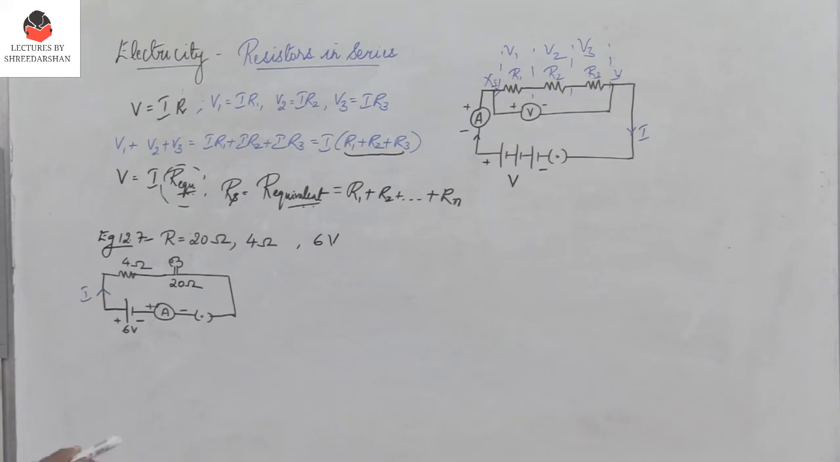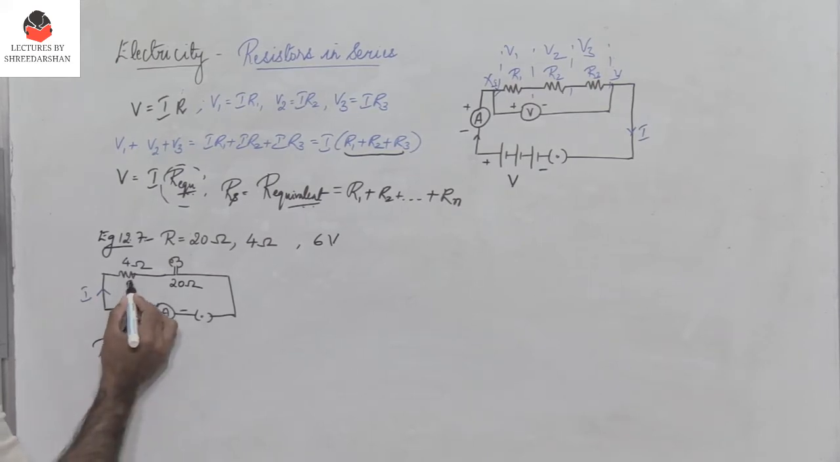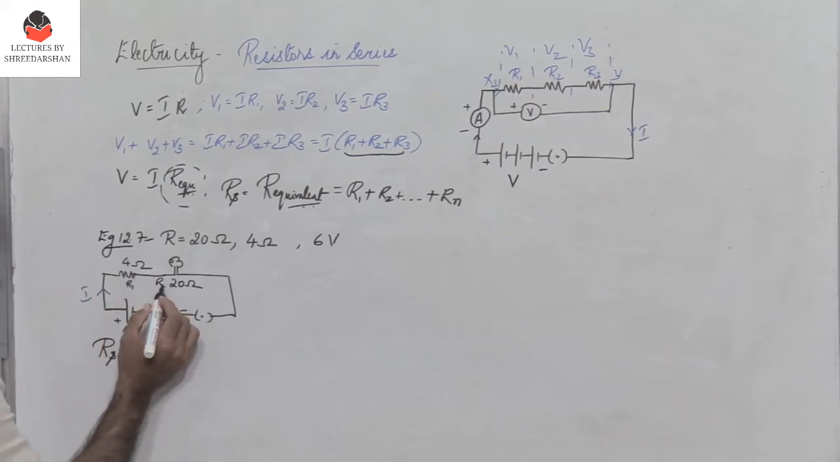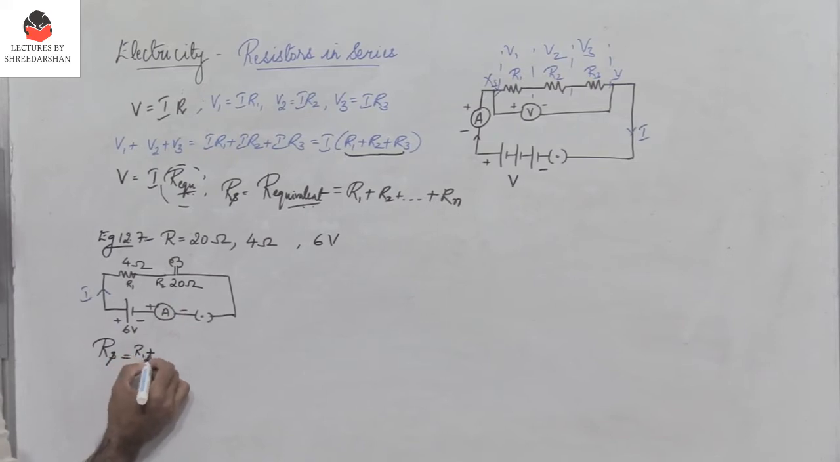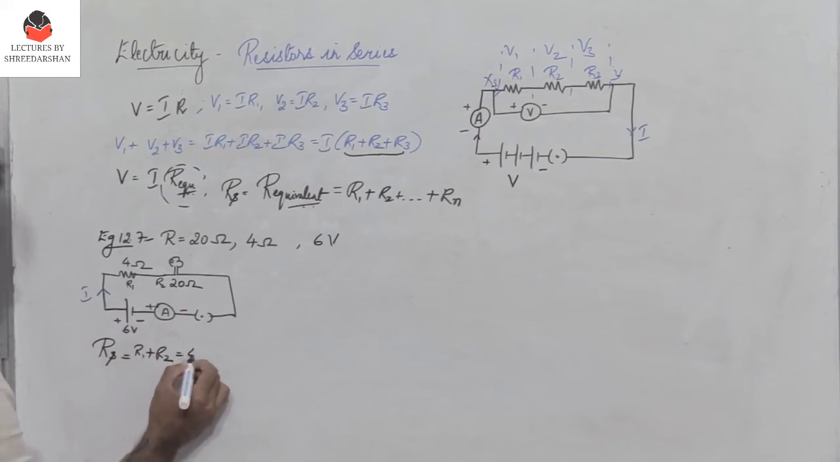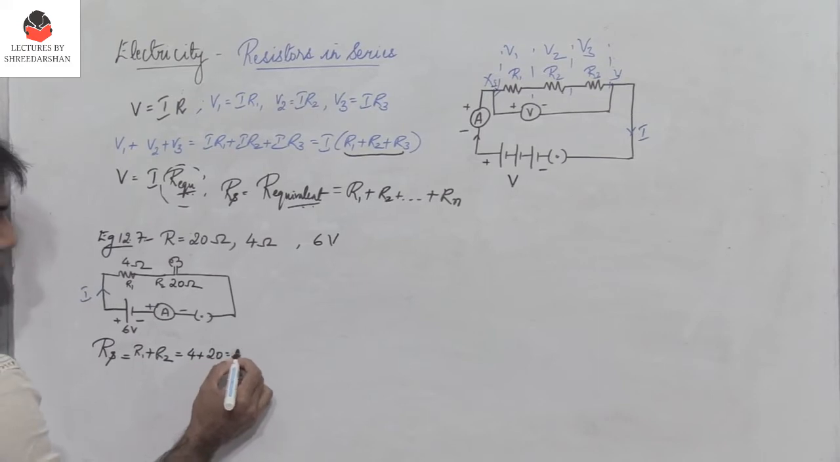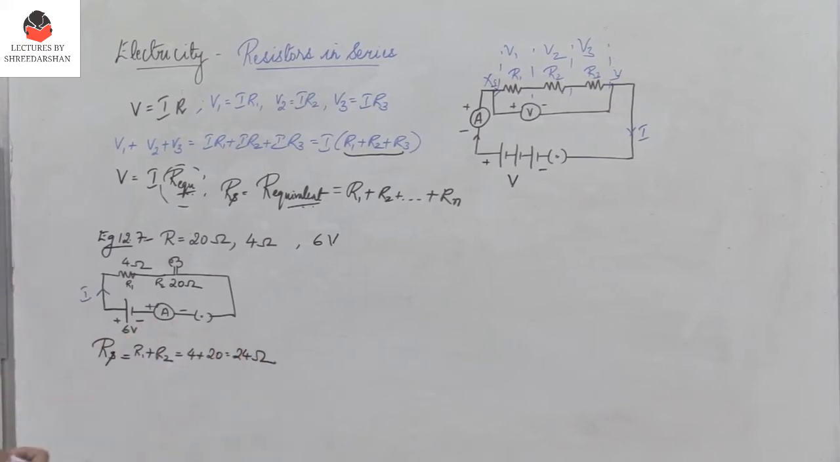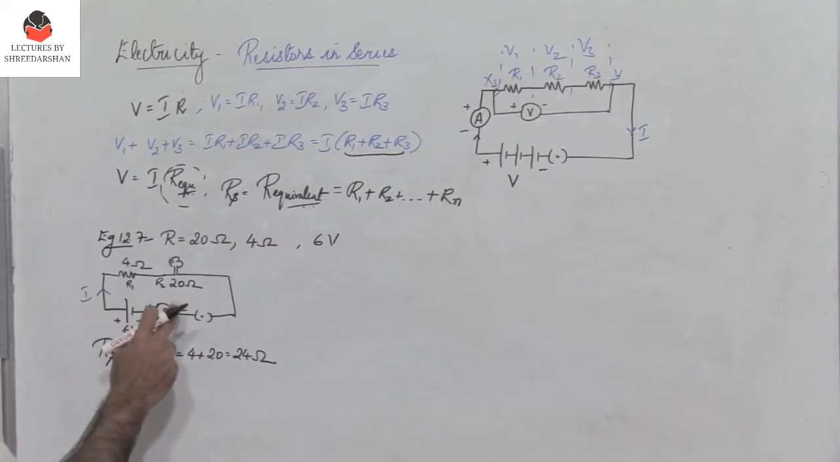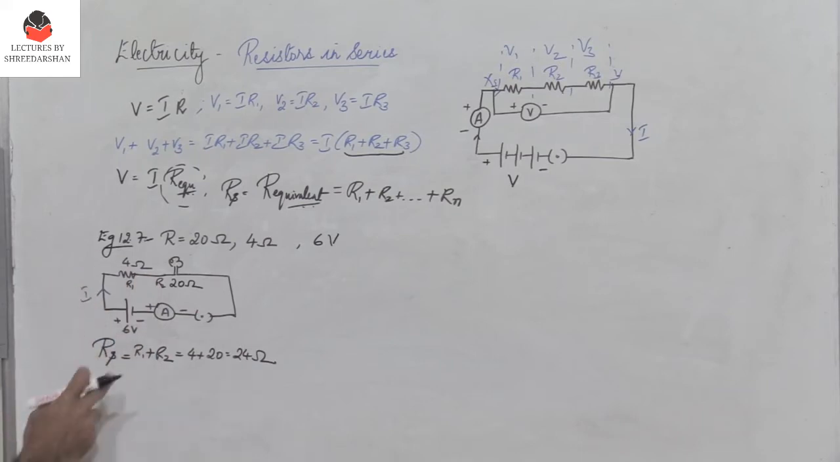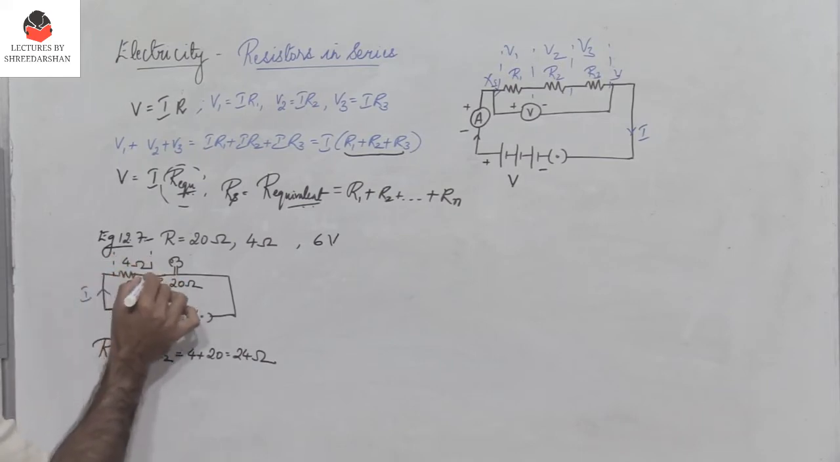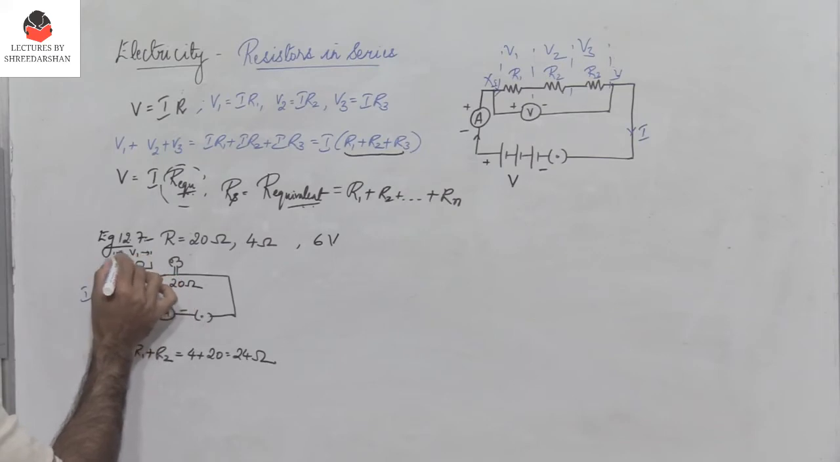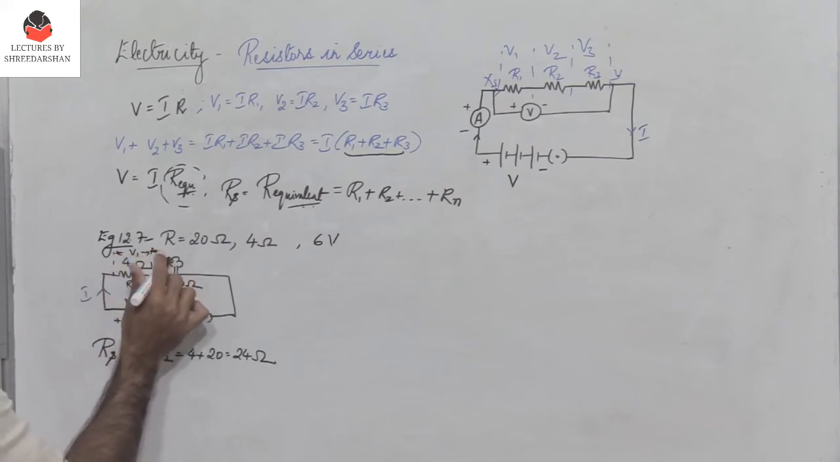So what is the total resistance? The total resistance R is nothing but, this is R1, this is R2. So it is R1 plus R2, which is 4 plus 20 equal to 24 ohms. Very simple. What is the potential difference across the lamp and across the conductor? So therefore, let the potential difference across R1 be V1, across the lamp be V2.